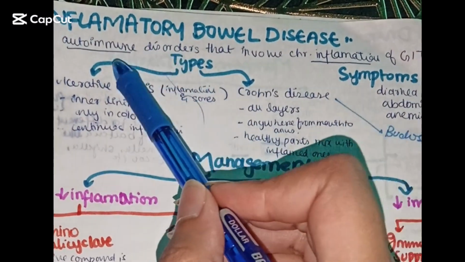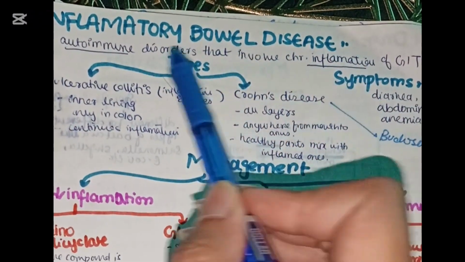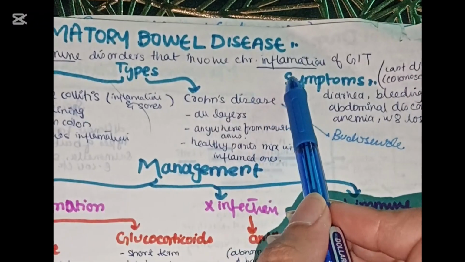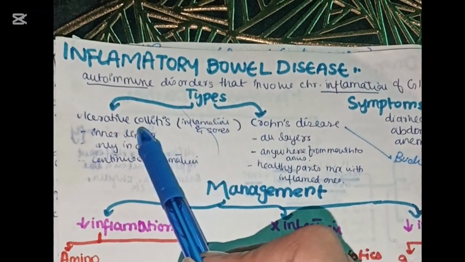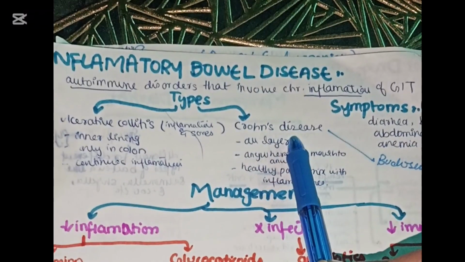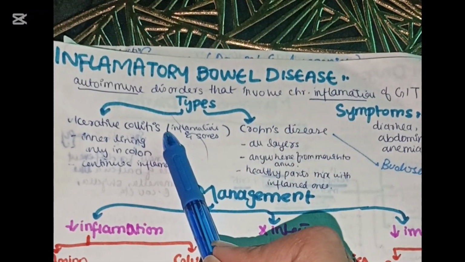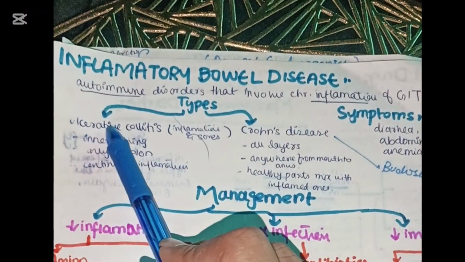In this video, we're gonna talk about inflammatory bowel disease. It is an autoimmune disorder that involves chronic inflammation of the GIT. There are further two types, ulcerative colitis and Crohn's disease. Ulcerative colitis is a long-term condition where the colon and rectum become inflamed.